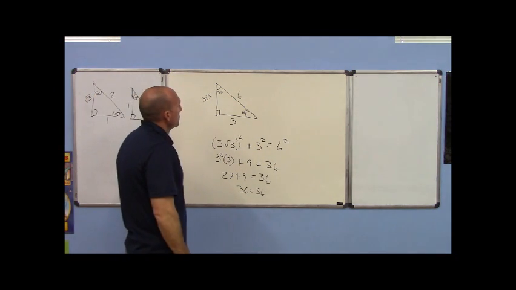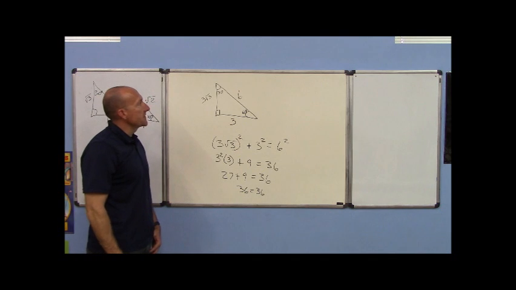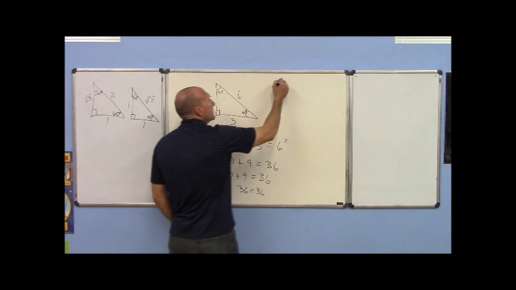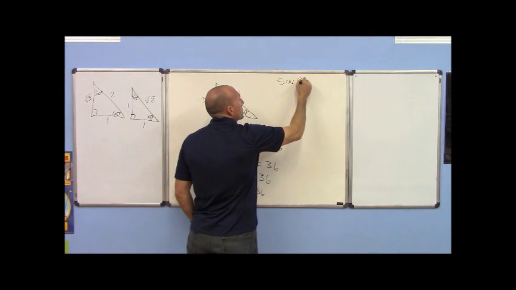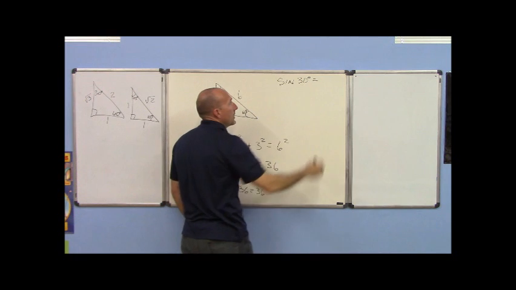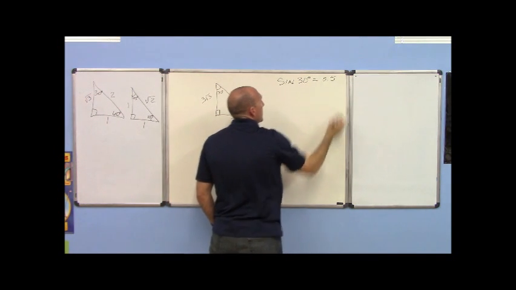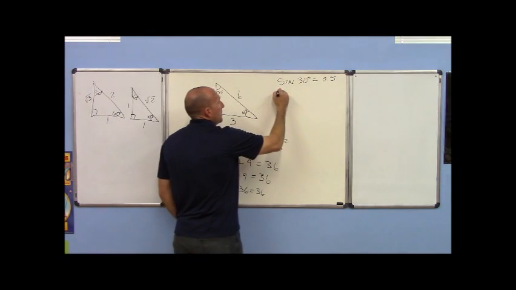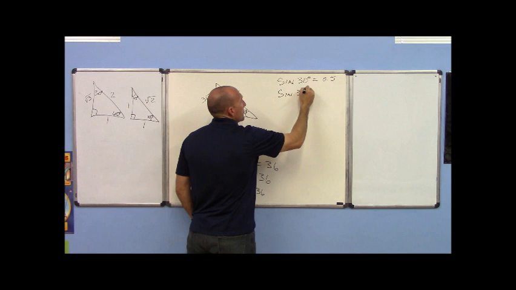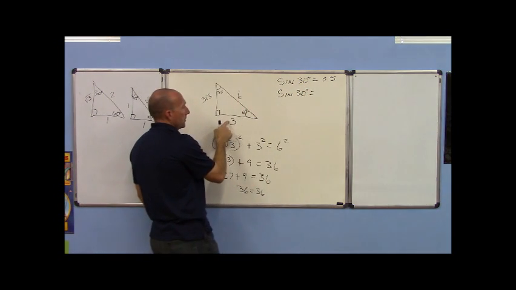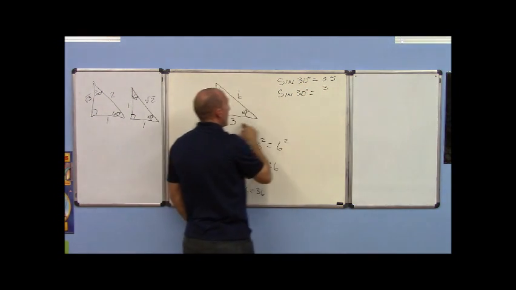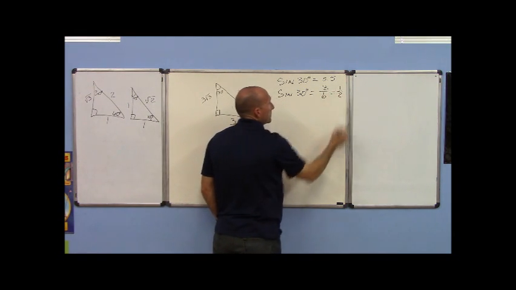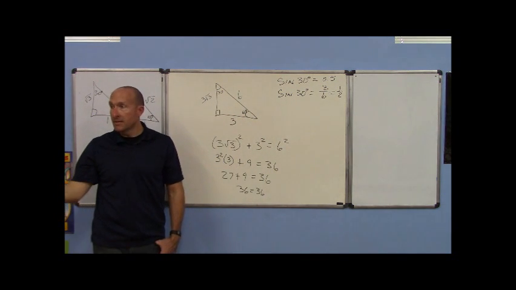Now, somebody tell me what the sine of 30 degrees is. 0.5. Okay, now let's do this given the information that we have here. The sine of 30 degrees equals opposite 3 over the hypotenuse, which is 6, which equals 1/2 or 0.5. So that's accurate as well.